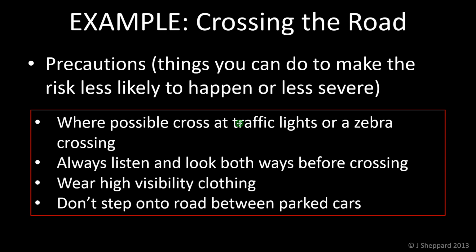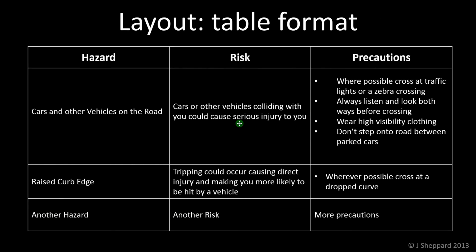Okay. And when you lay this out, the best way to do it is in this sort of table format with hazard, risk, precautions. Okay, so I've put the example we've got into there as our top example, and then you just continue on with the other things from your experiment. So another thing that might be dangerous about crossing the road is the raised curb edge. Right, when you step down, you could trip. Okay, so it's unlikely, but it is a possibility. Right. That will obviously cause direct injury to you, potentially, and also makes more likely for you to be hit by a vehicle if you've tripped and you've fallen into the road. So, wherever possible, avoid the raised curb edge. Cross at one of those little dropped curbs that are there.